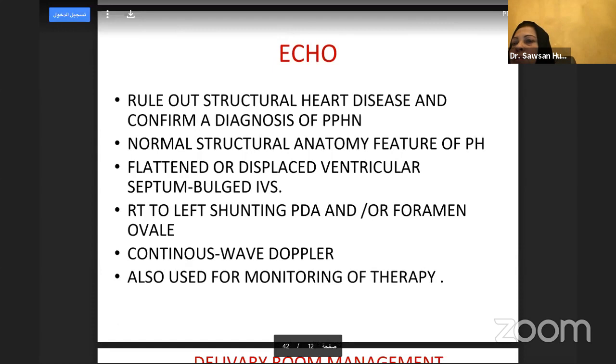In these cases, we need to do echocardiography. Why do you do echocardiography? First, you want to rule out cyanotic congenital heart disease. This is the most important, and also to confirm the diagnosis of persistent pulmonary hypertension of the newborn. You will have a normal structural anatomy. You will have a flat or displaced ventricular septum, bulging interventricular septum, right to left shunting at the patent ductus arteriosus or patent foramen ovale. And also you need continuous wave Doppler. And sometimes during your treatment, if you start the treatment for persistent pulmonary hypertension of the newborn, you need echo to monitor your therapy, so you can assess the shunt, is it reducing or not?